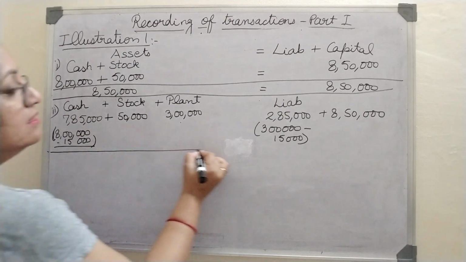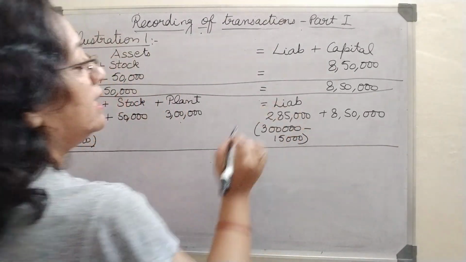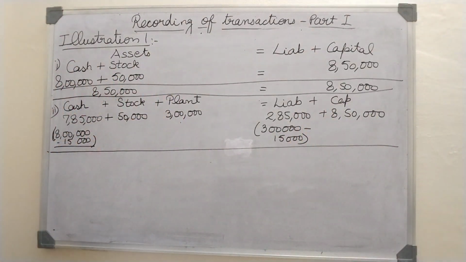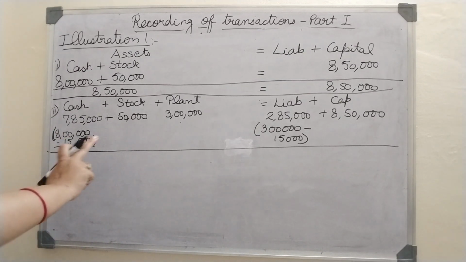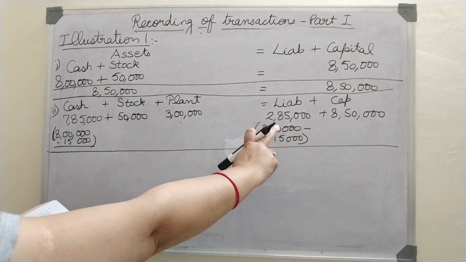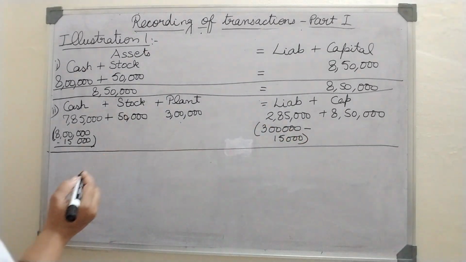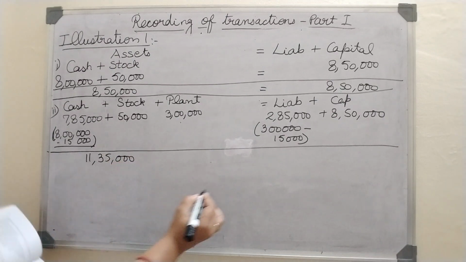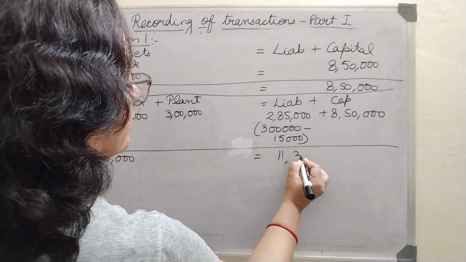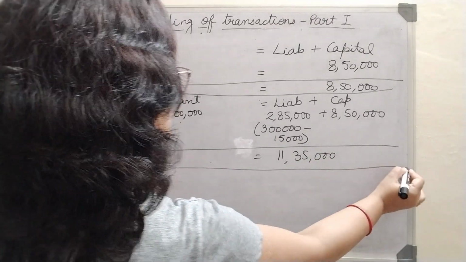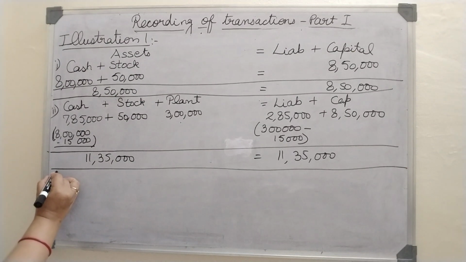So now let us see, is our total coming equal? LHS is equal to RHS or not? You can again write capital over here, 8 lakh 50,000. So now the amounts which we have after second transaction is 7 lakh 85,000 plus 50,000 plus 3 lakh. This side we have 2 lakh 85,000 and 8 lakh 50,000. So we get the total as 11 lakh 35,000 is equal to 11 lakh 35,000. I hope till here it is clear to everyone. The two transactions which we have done till now.